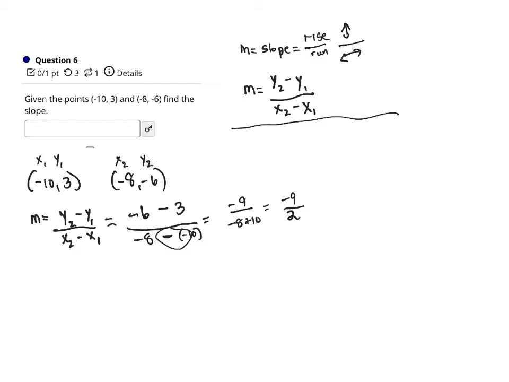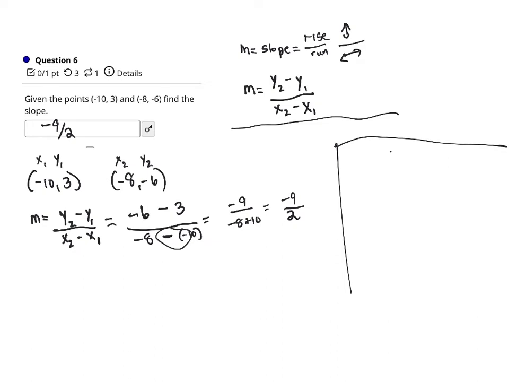And we leave it as a fraction. We would reduce it if 9 and 2 had something in common, or if there were two negatives, we would want to reduce to a positive. But in this case, we're just going to put -9 over 2. You could also, if you chose that first ordered pair as your second, then you'd have +9 over -2. It's the same answer.